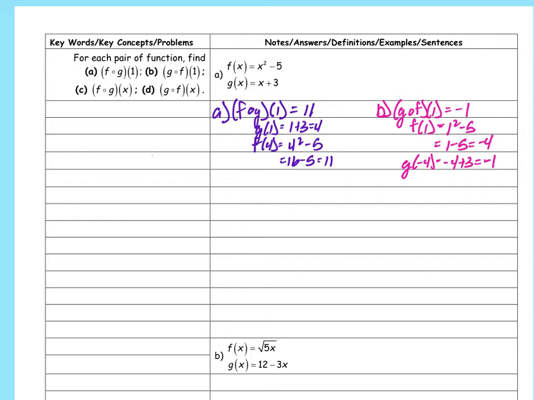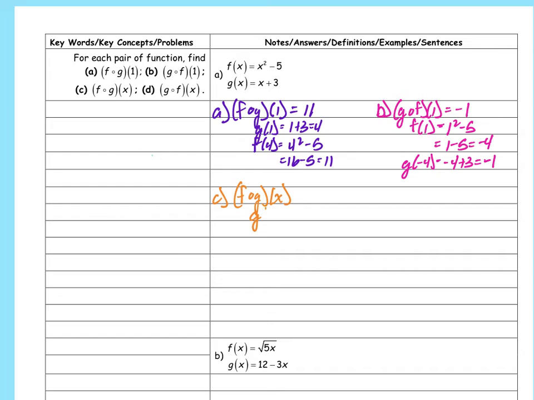Okay, now we're going to go to C, which is the one we really need to talk about, because I think most people missed it the first time, and when I asked them to redo it, they got it right the second time. But we're going to talk about it here. So this is f of g of x.